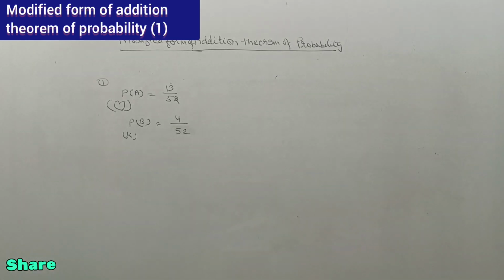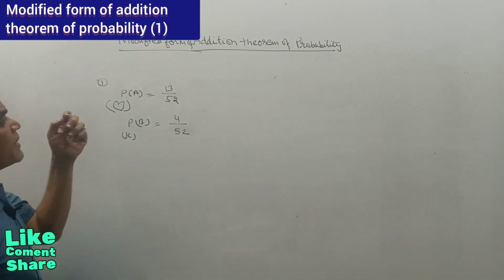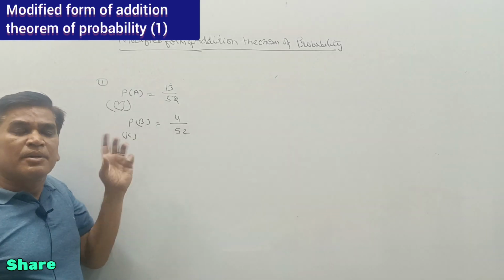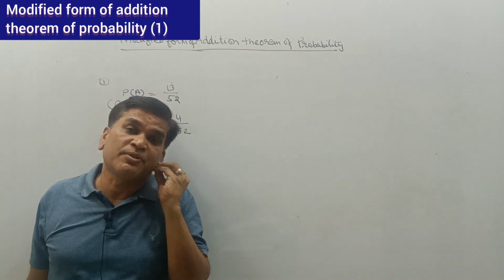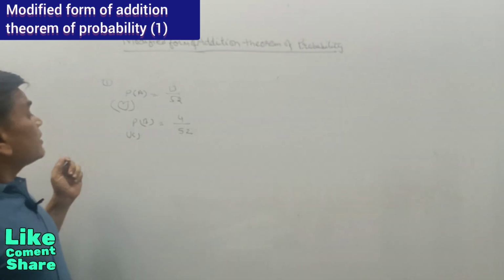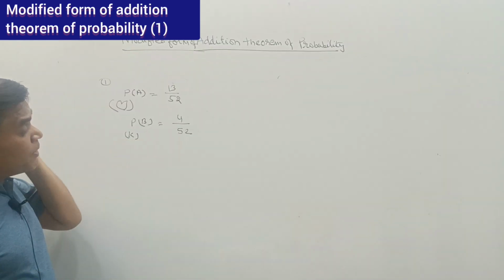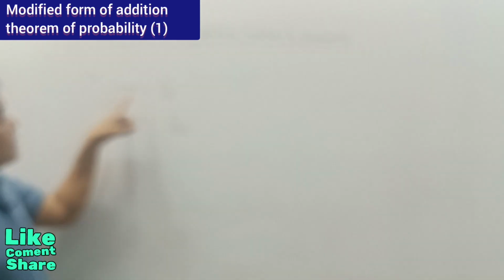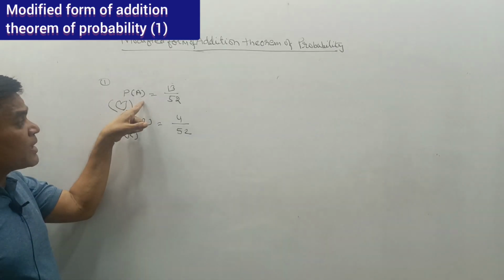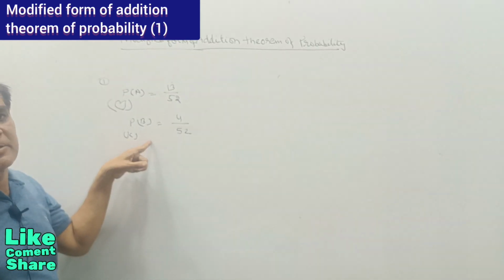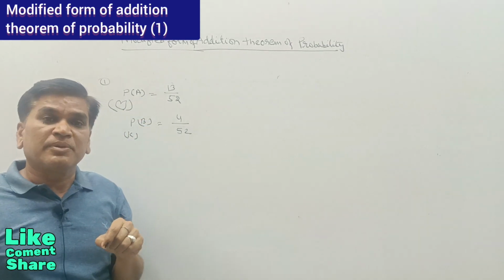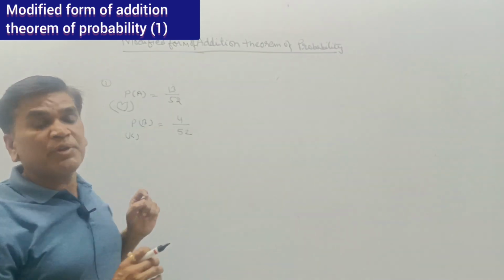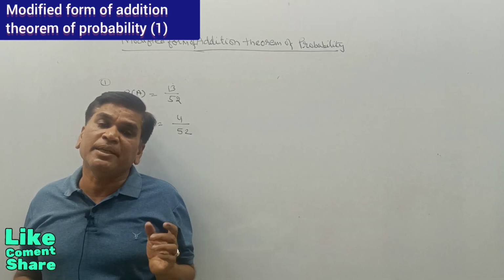The first one is the probability of getting a heart, that is 13 upon 52, because in a pack of cards there are 13 heart cards. Second, there are 4 kings, but the problem is this: the king of hearts is included here also and included here also. So both events are not mutually exclusive. So then we have to use the modified form of the probability.